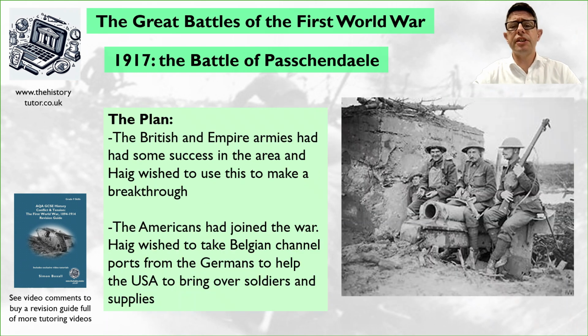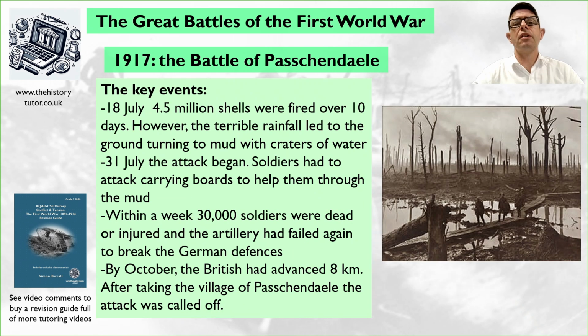So the plan was the British and Empire armies had some success in the area with other battles around the Ypres area, and Haig wished to use this to make a bigger breakthrough. The Americans were about to join the war. Haig wished to take over the Belgian Channel ports from the Germans to allow for more supplies from the Americans and also for the American army to arrive safely. So what were the key events?